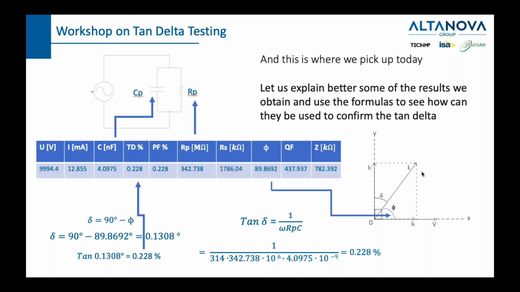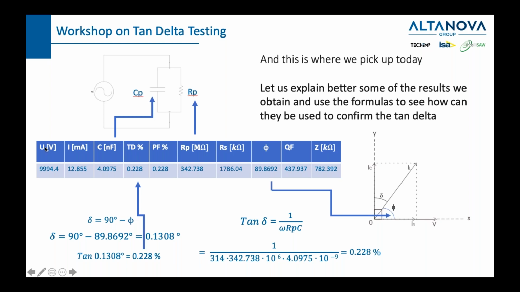And this is where we pick up now. So we did a short introduction, and what we are trying to do here is to explain a little bit better. When you do a tan delta test, you get a lot of numbers, and these numbers give us a lot of meaning, a lot of information. So we will try to explain right now how you can interpret those numbers.